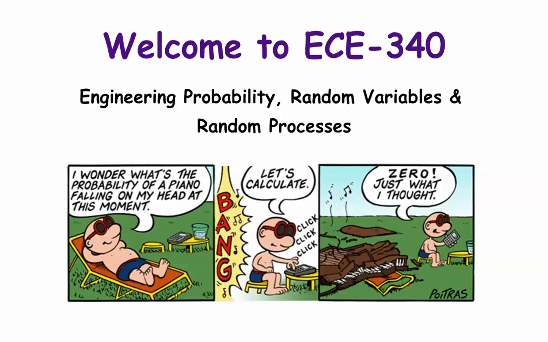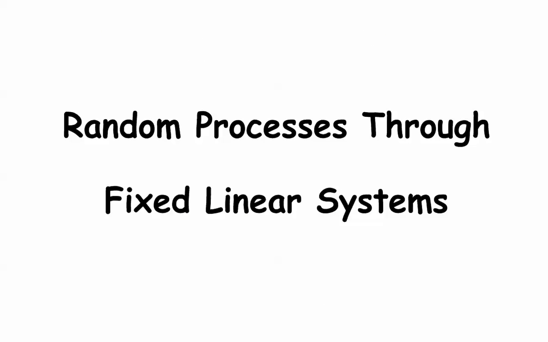Today we're going to be looking at random processes that pass through fixed linear systems. Unlike our discussion for nonlinear systems, for linear systems we're going to be able to get some closed form input-output relationships that apply to all linear systems. And before I move on, I want to discuss this word fixed just a bit.